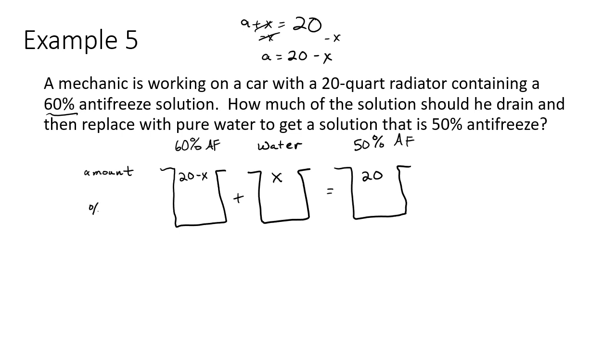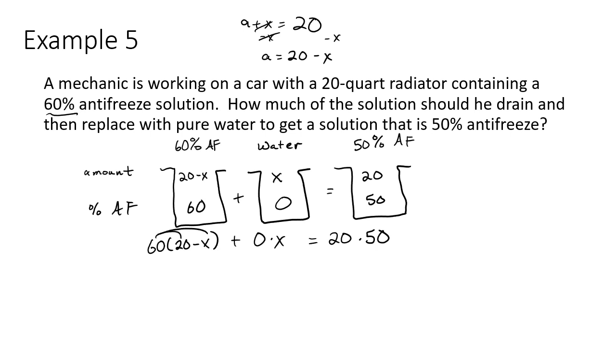For percent of antifreeze, 60% is 60. For water, it's 0% antifreeze, hopefully. And for our final amount, we want 50% antifreeze. And so then we multiply going down. So we've got 60 times 20 minus x plus 0 times x, so that's going to go away completely, is equal to 20 times 50.